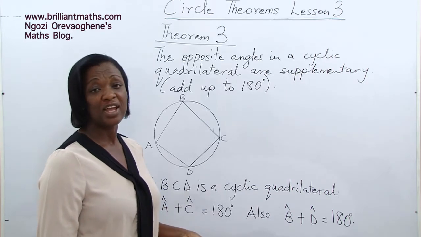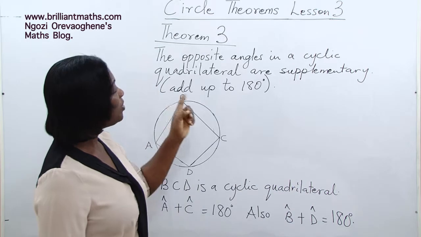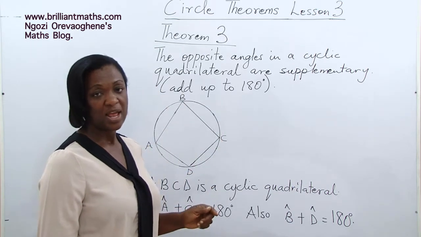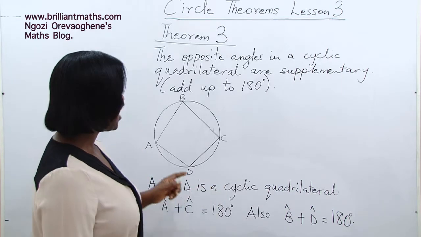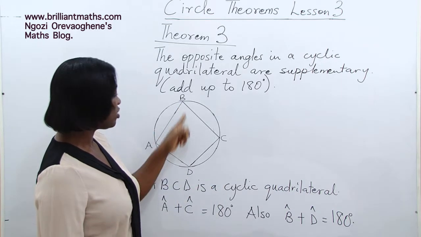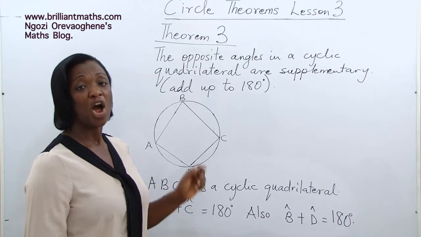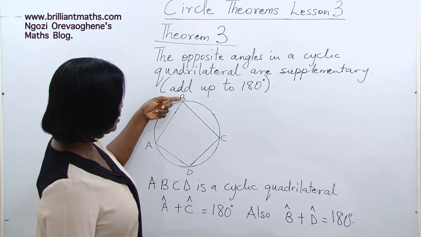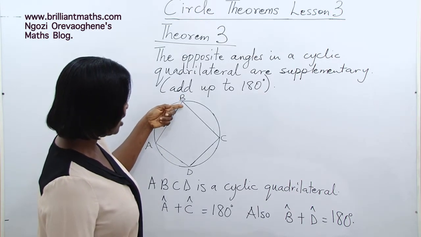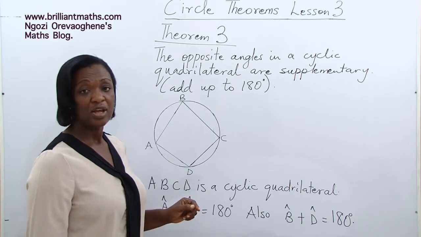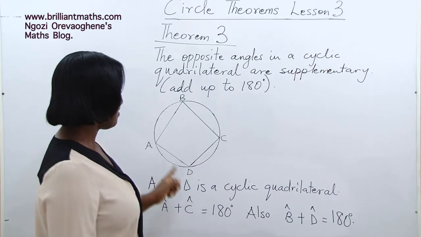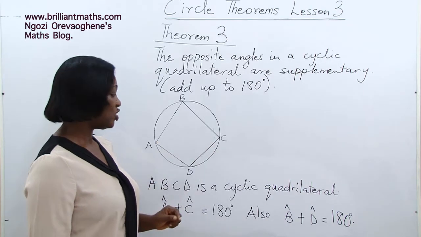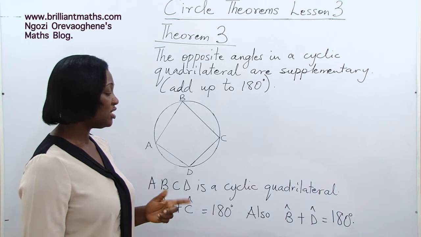The theorem for today states that the opposite angles in a cyclic quadrilateral are supplementary. That means that when you add up the opposite angles in a cyclic quadrilateral, they should give you 180 degrees. So if you add the value of the angle at B and the angle at D, you should get 180 degrees. And if you add the value of the angle at A to the angle at C, you should also get 180 degrees.